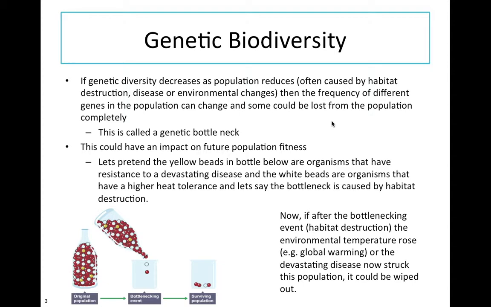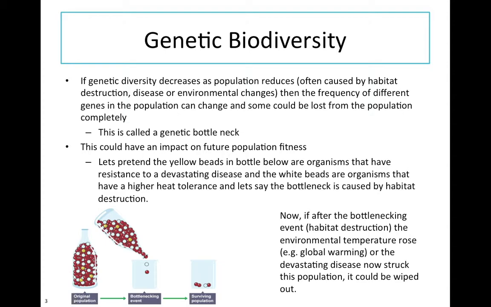Let's pretend that the yellow beads in the bottle are organisms that have resistance to a devastating disease, and the white beads are organisms that have a higher heat tolerance. And let's say the bottleneck is caused by habitat destruction. Here is your original population, and this is the bottlenecking event. Let's say extreme logging or a massive disease came along and potentially decimated the population. This is why we call it a bottleneck, because very few make it through. So we've got one white, one red, and this is through the bottleneck event. Your surviving population is only those with red and white.